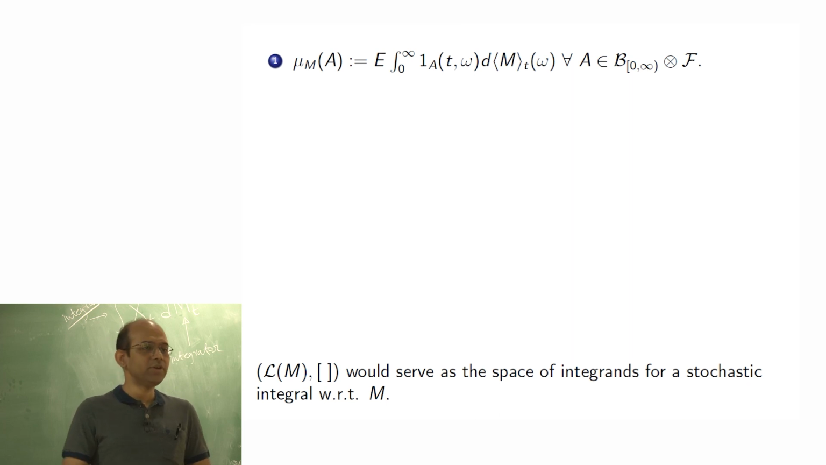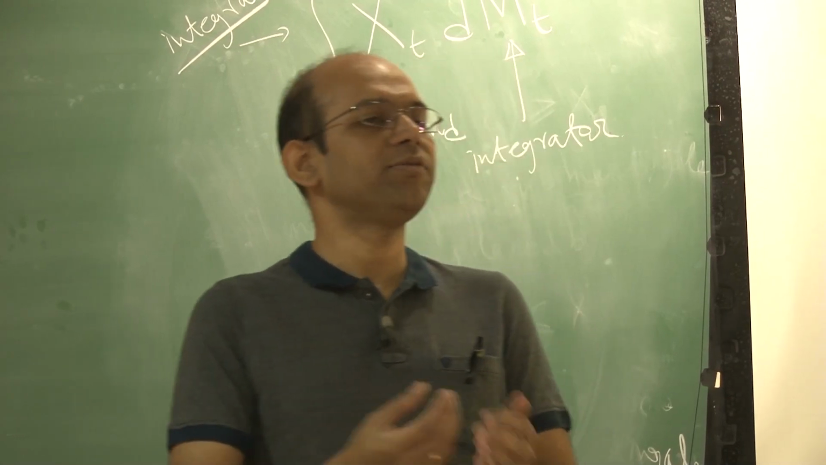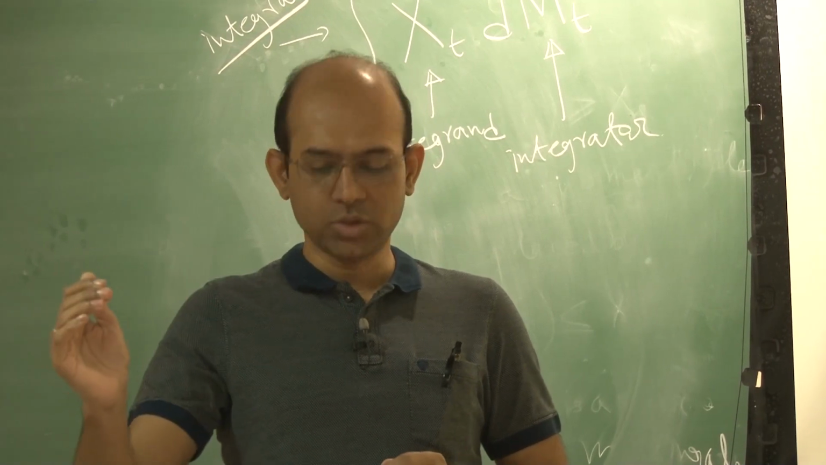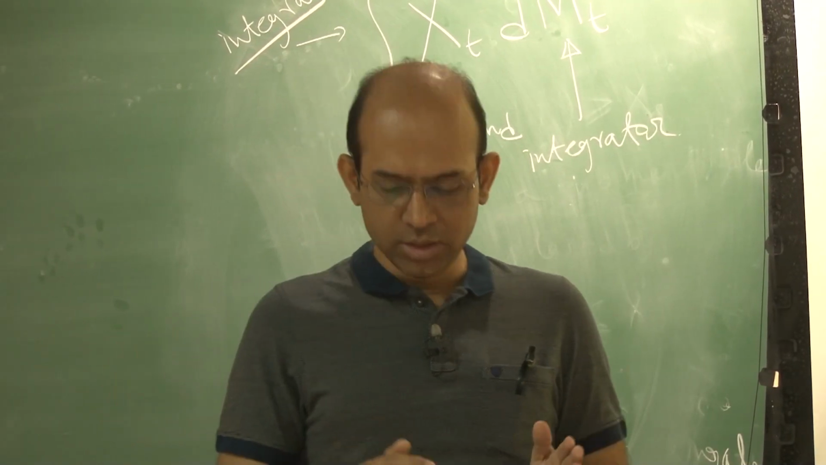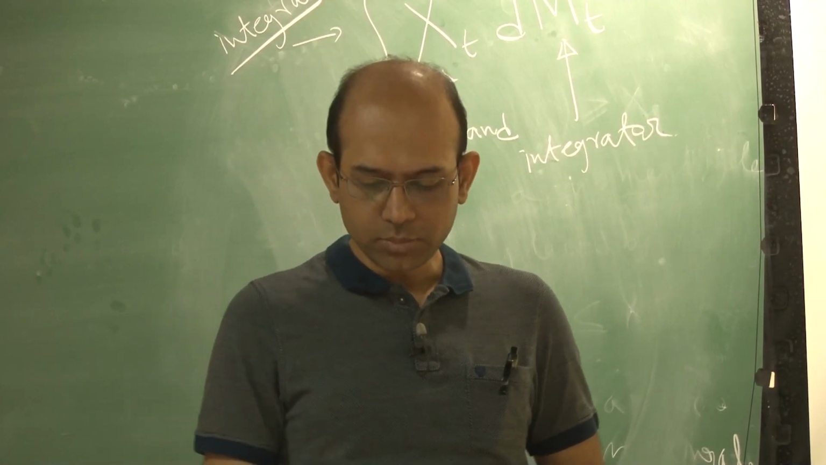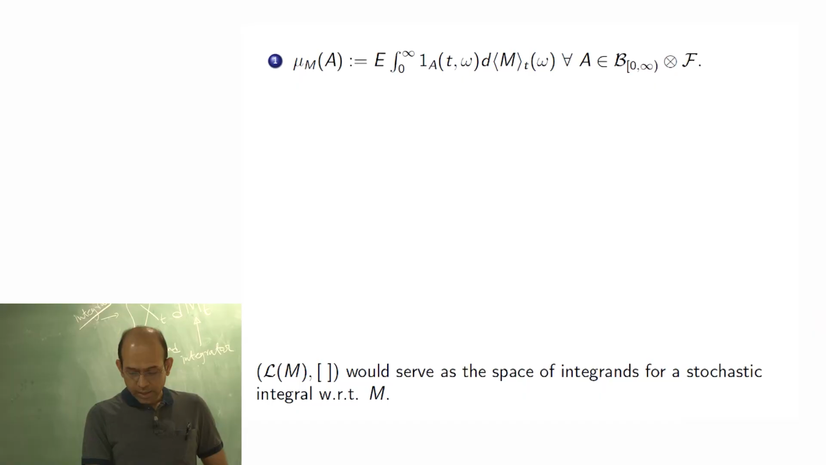Why mu_M? Because, after fixing M, we consider this measure mu_M(A). It is defined as the expectation of the integral of the indicator function of A with respect to the quadratic variation of M. When I fix M, I have fixed the quadratic variation of M, which is an increasing process. So, I can define integration of simple things with respect to an increasing process. How do we understand this integration?